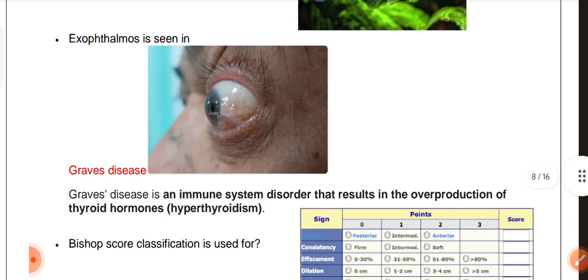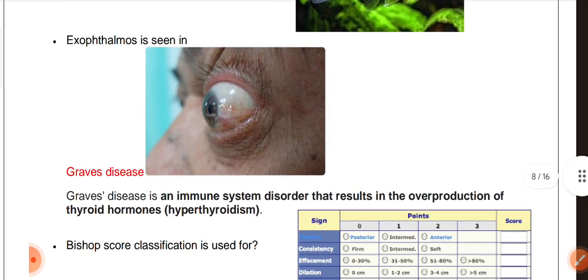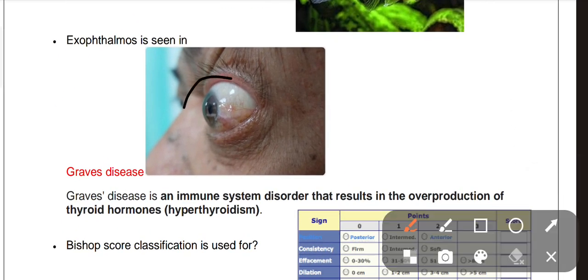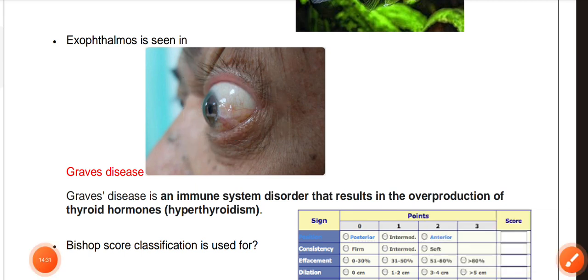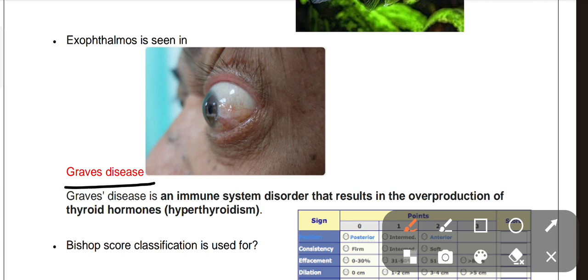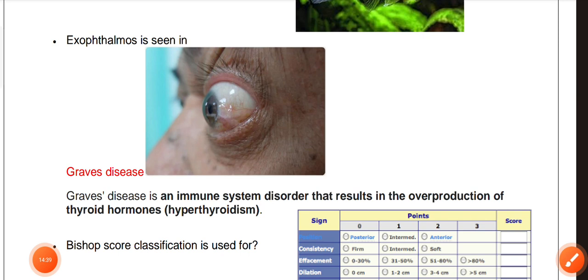Always remember. And the next point is exophthalmos is seen in. Exophthalmos is nothing but the person's eyeball looking like it came out. So you see the eyeball has almost come out from the cranium. This condition we can see in the case of Graves disease.